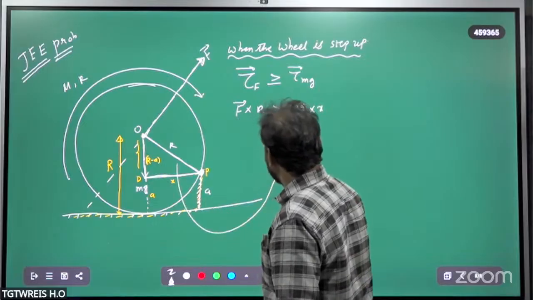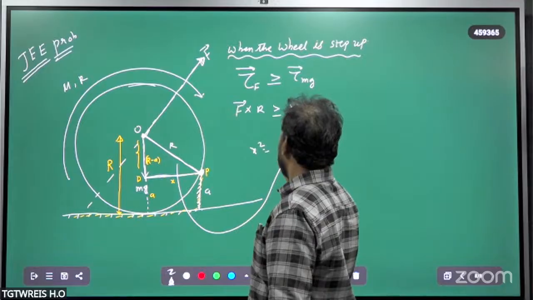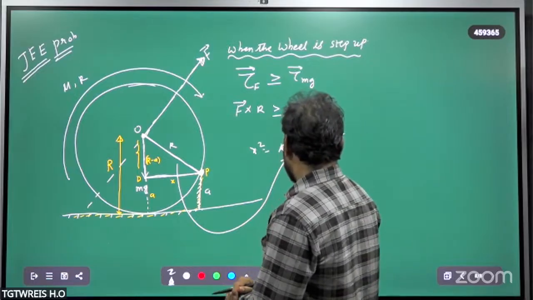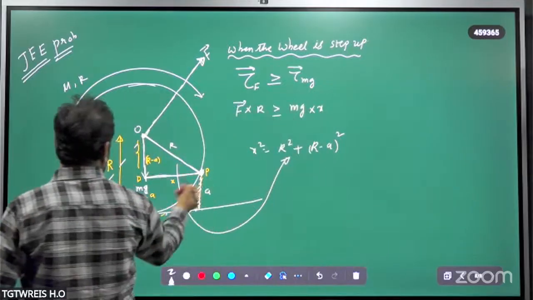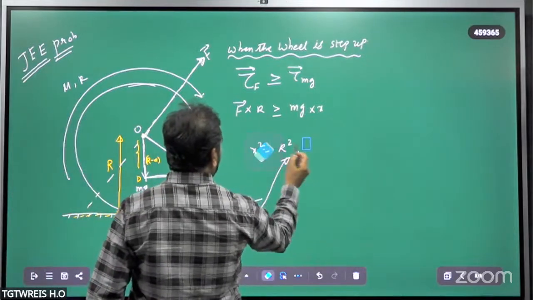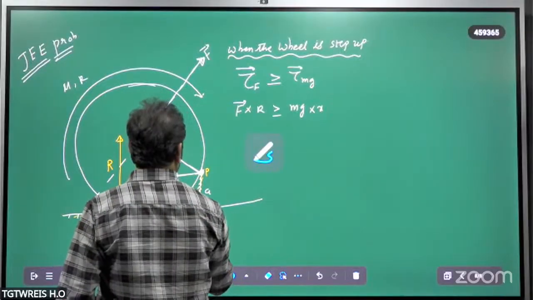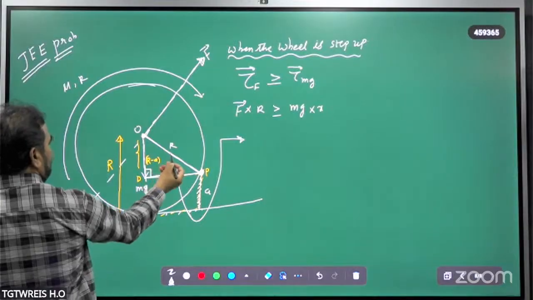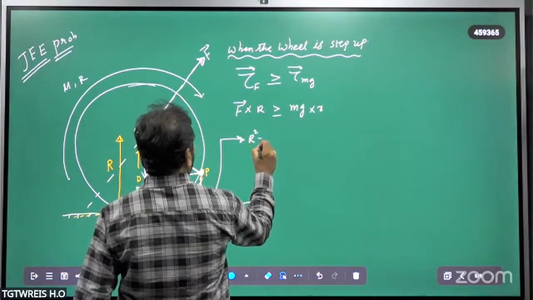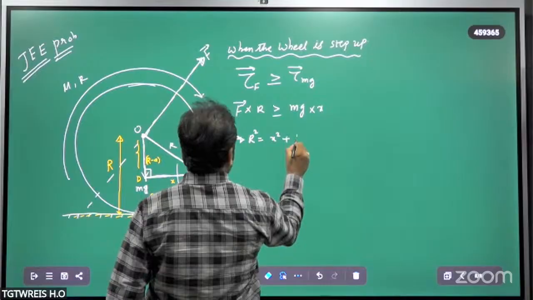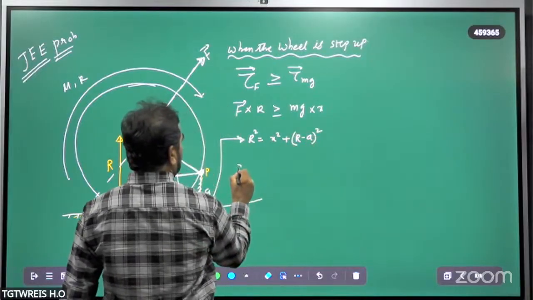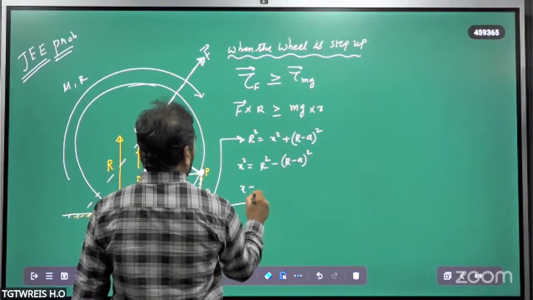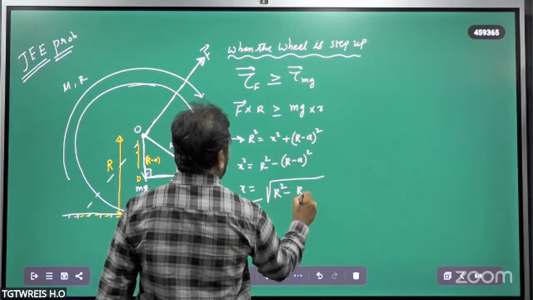But what is the value of x? From this right angle triangle, r square is equal to x square plus r minus a whole square, because r is the hypotenuse. So x square is equal to r square minus r minus a whole square, and x is equal to root over r square minus r minus a whole square.